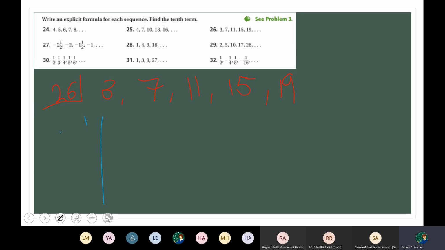Plot it like a variable. The first one is 3. The second one is 7. The third one is 11. The fourth one is 15.